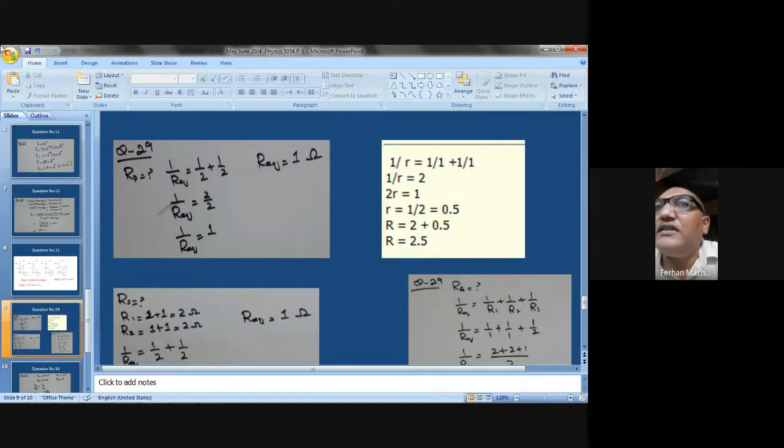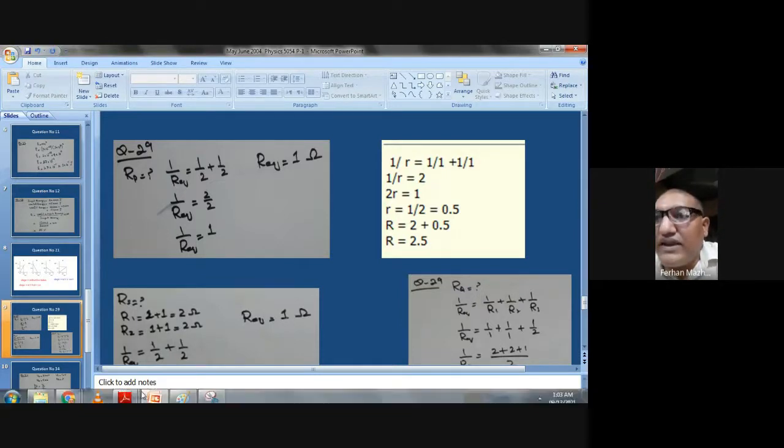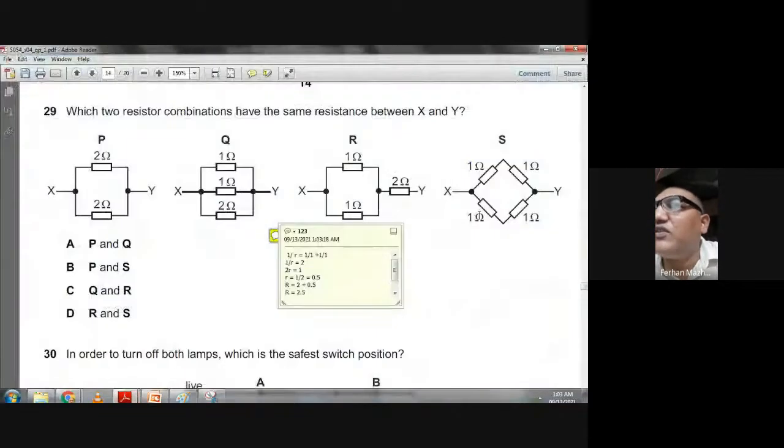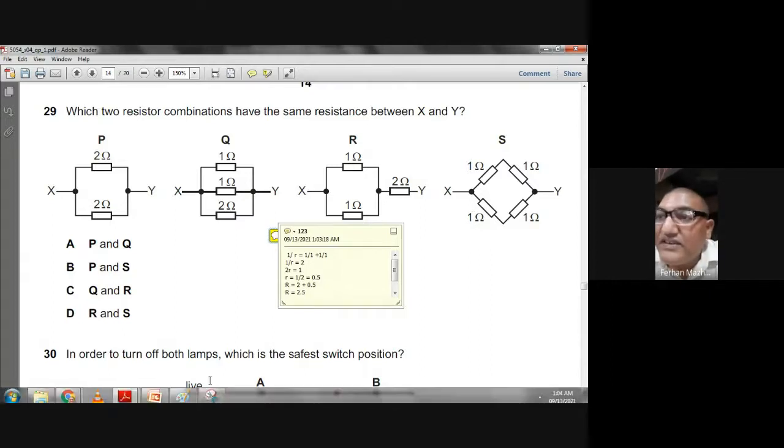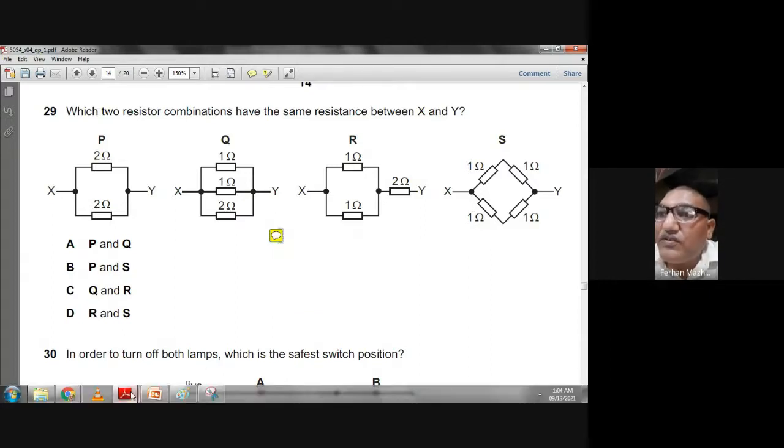And if you look at the next diagram, it is this one. In this branch, the total resistance will be 2. In this branch, the total resistance will be 2. And because these two branches are parallel to each other, I will apply the formula of the parallel resistance. So then you will be able to find out.